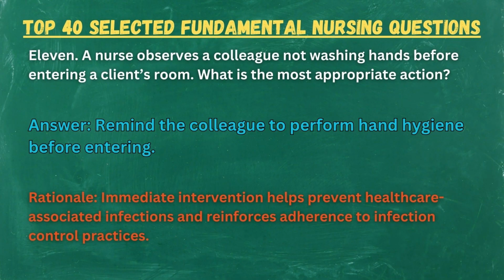11. A nurse observes a colleague not washing hands before entering a client's room. What is the most appropriate action? Answer. Remind the colleague to perform hand hygiene before entering. Rationale. Immediate intervention helps prevent healthcare-associated infections and reinforces adherence to infection control practices.